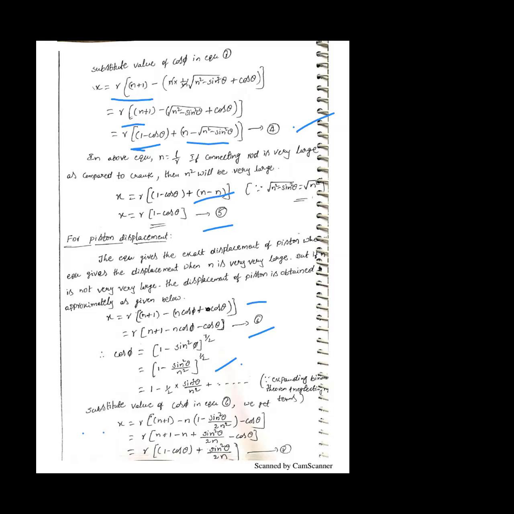Substituting in our equation, x equals r into n plus 1 minus n of cos phi, replaced with 1 minus sine square theta by 2n square, minus cos theta. Now simplifying the equation: x equals r into n plus 1 minus n plus sine square theta by 2n square, minus cos theta. Here we have missed the 2n square in the denominator.